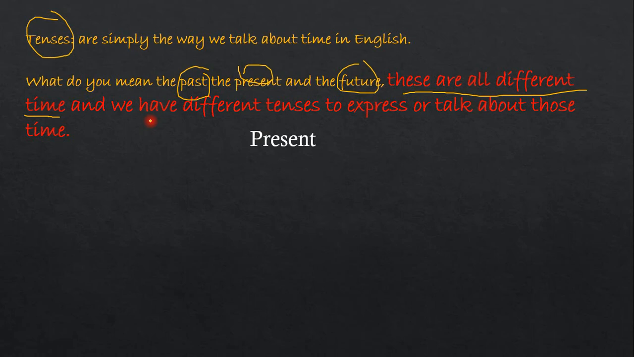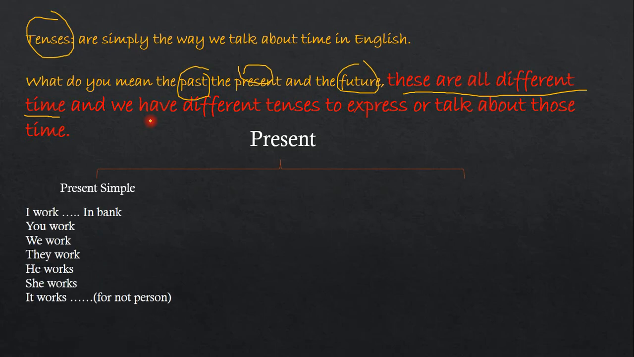Present, we can classify two parts. First part is present simple. Present simple, this form of present simple contains a subject with a verb, without ing, without ed, without anything. Subject with verb. For example, I work, you work, we work, they work.